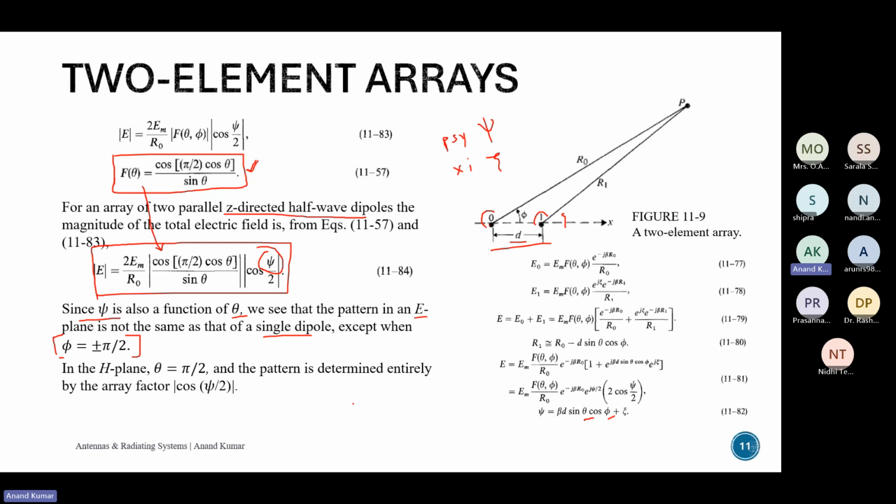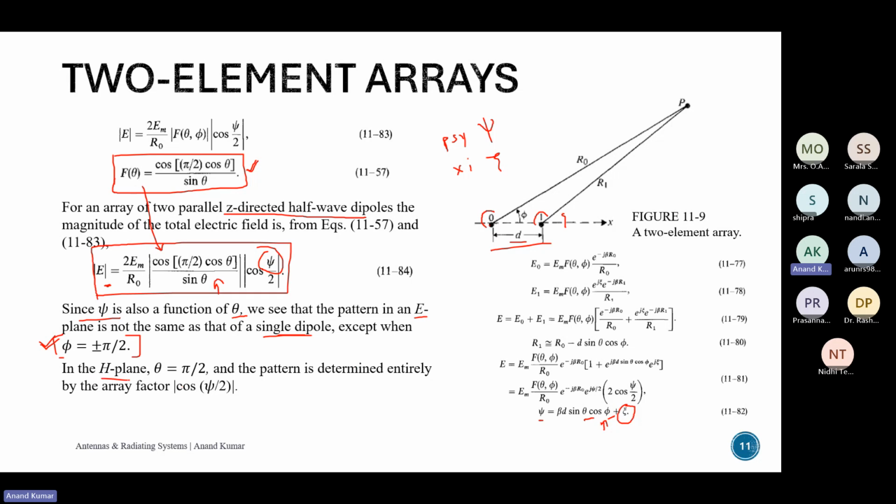If psi becomes pi by 2, this cos will become 0, and then this psi will only be equal to this xi over here, which is now a constant value, and at that particular point this will reduce and resemble the single dipole. So in a particular case this might resemble the single element, but otherwise the single element and the array do not have the same pattern function.